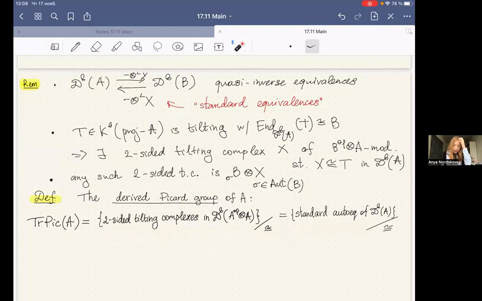Another remark I want to make, although it might be obvious for us, is that you can define it for any enhanced triangulated category. So if you just consider autoequivalences which come from autoequivalences of your fixed DG enhancement, you will get the same thing.